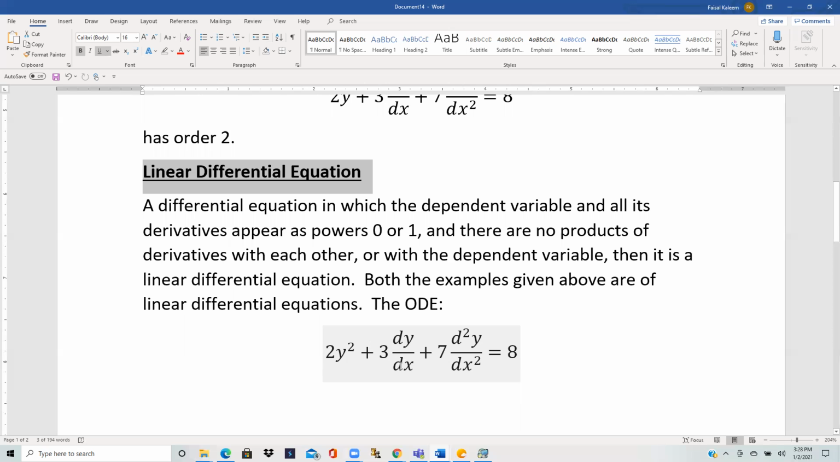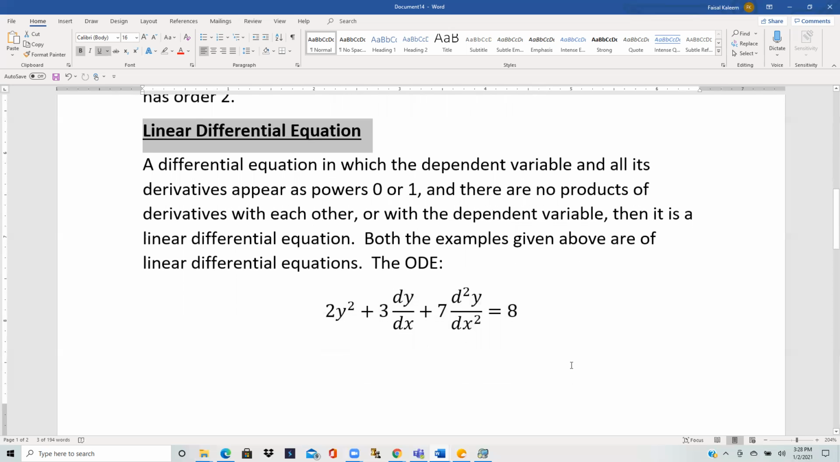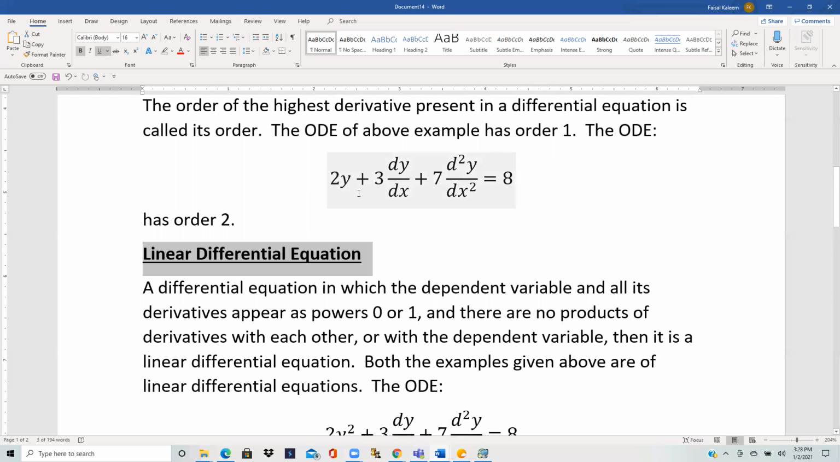You can't have products of the dependent variable and the derivatives. And you can't have the products of derivatives with themselves as well. So you couldn't have a term which has dy over dx times d squared y over dx squared. In other words, if you look at all the terms individually, like in this linear equation, every term should have a dependent variable to the power 0 or 1, or a derivative to the power 0 or 1, and it shouldn't have a mixture.